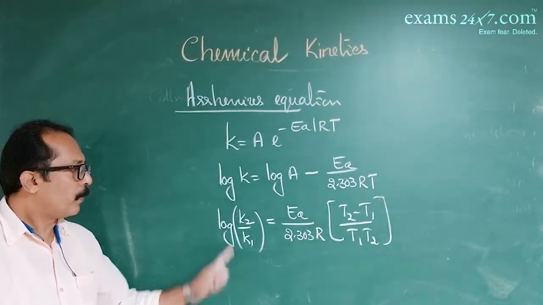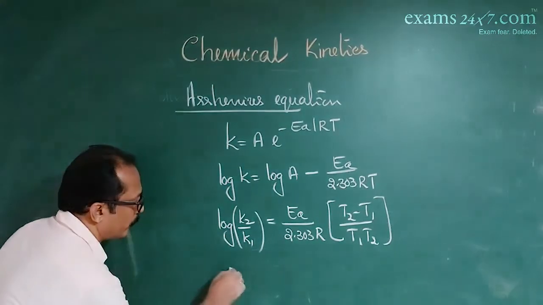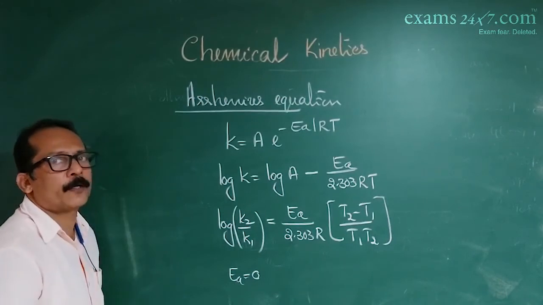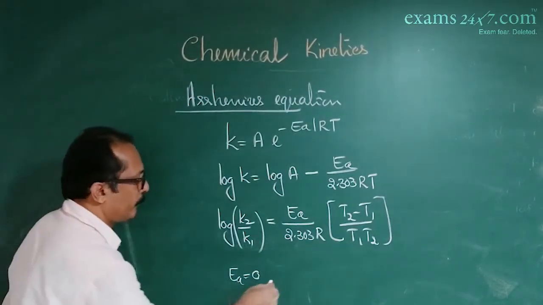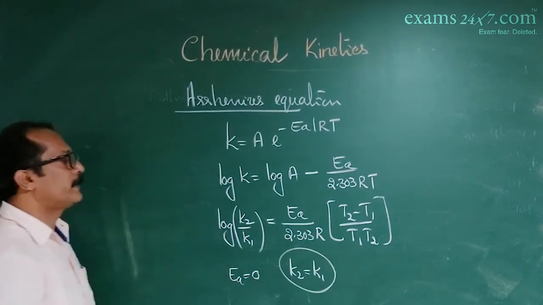When energy of activation is 0, EA is 0. This part is 0. To remove the log, you have to take the antilog. Antilog of 0 is 1. Therefore, K2 is equals to K1.